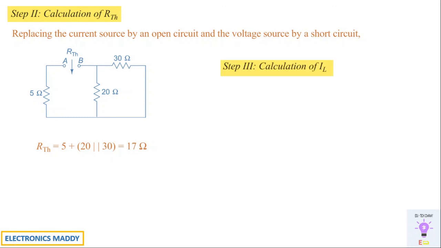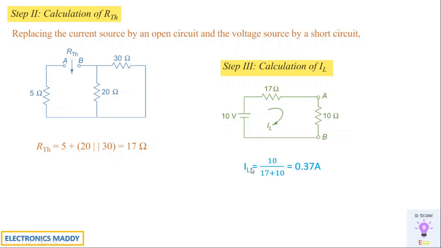Step 3 is to calculate the value of IL. Again, we represent Thevenin's equivalent circuit: 10 volts in series with the resistance RTH, that is 17 ohms, already found, in series with the 10 ohm resistor, whose current we are supposed to find. We get IL as 10 by 17 plus 10, that is V by R. With Ohm's law, we get 0.37 amps.